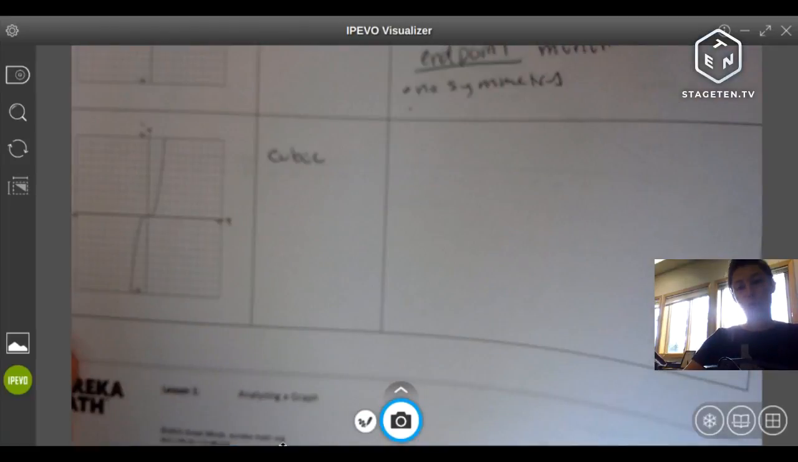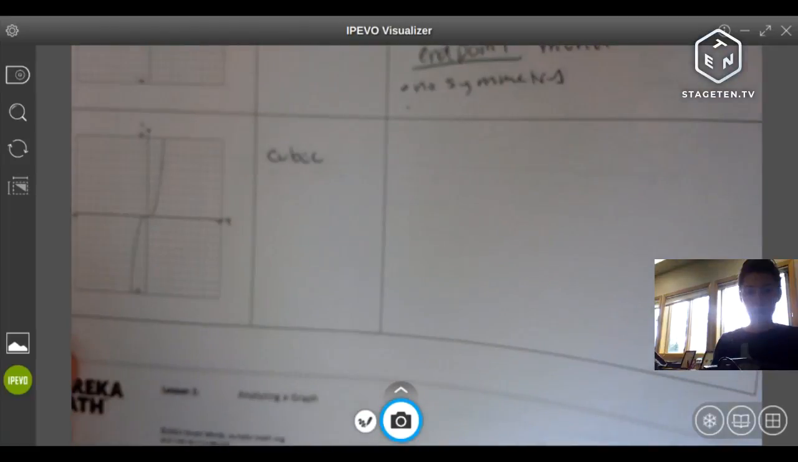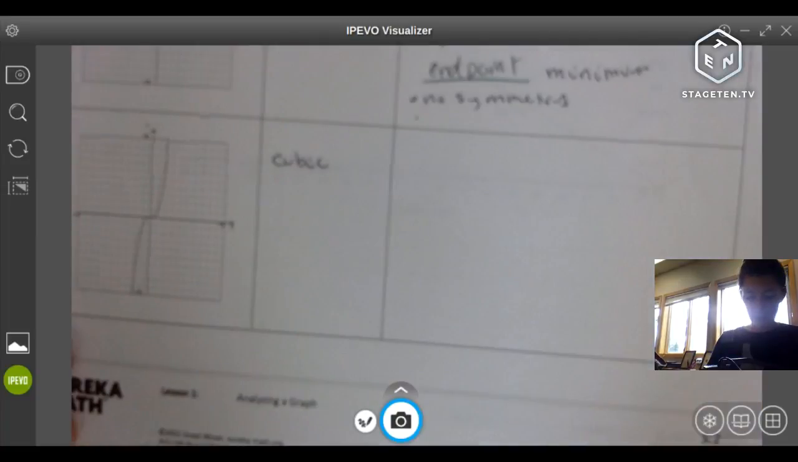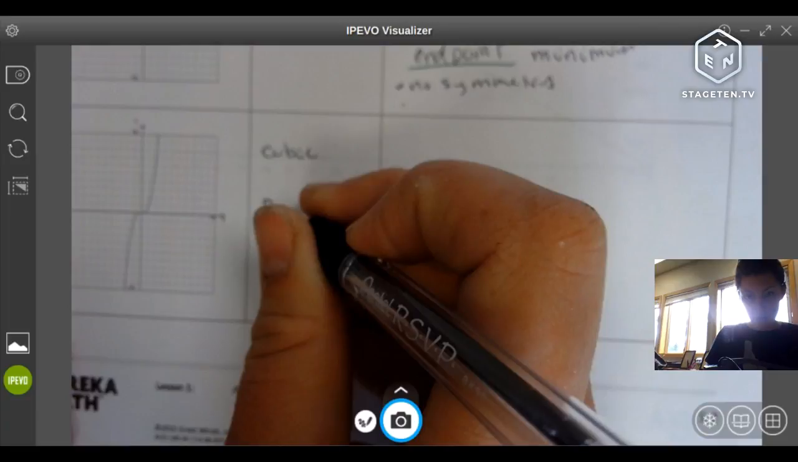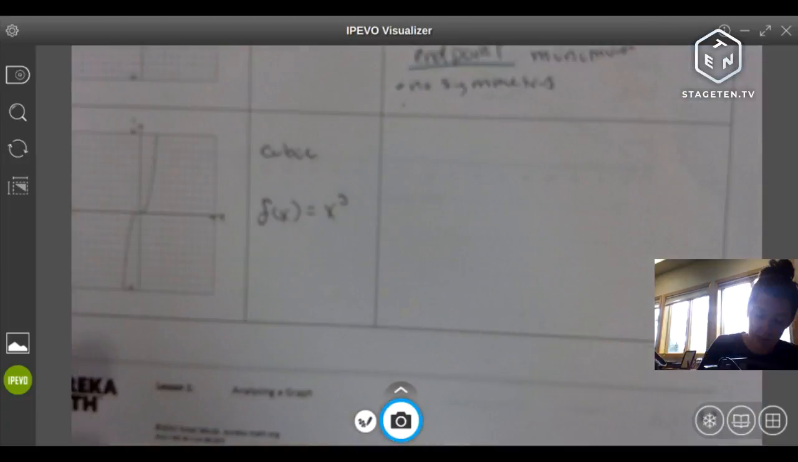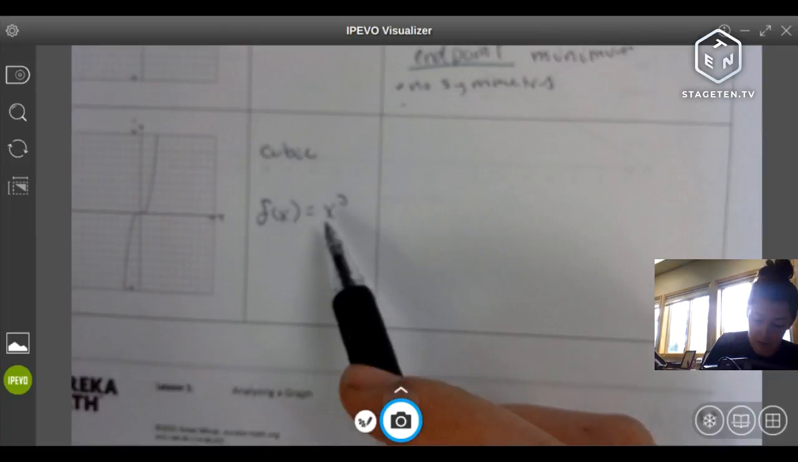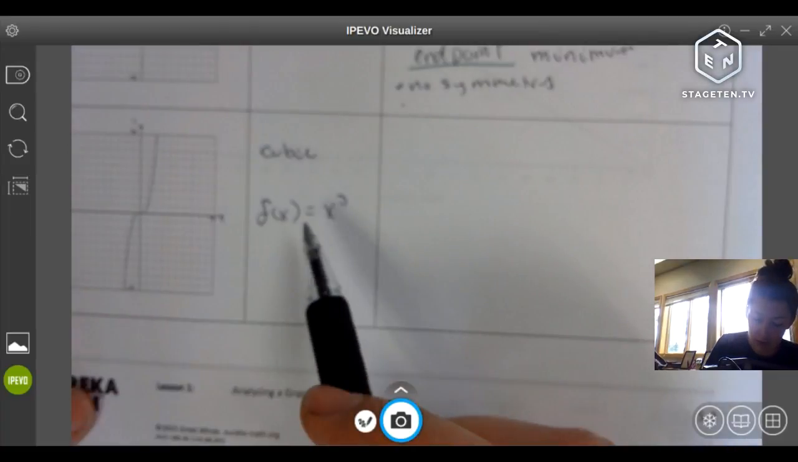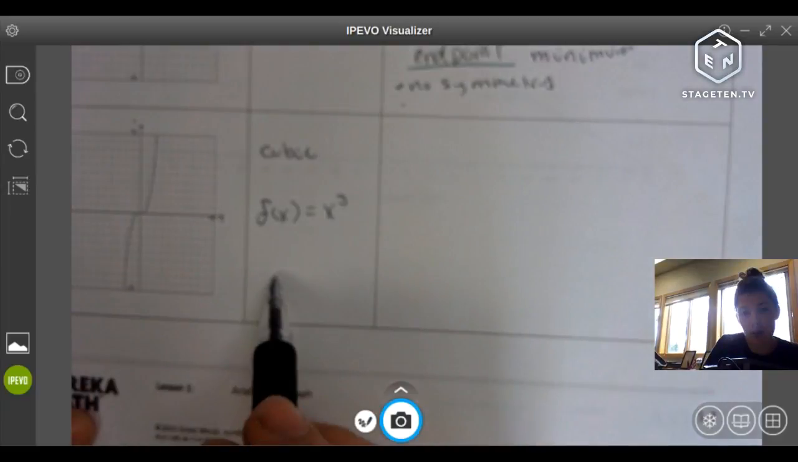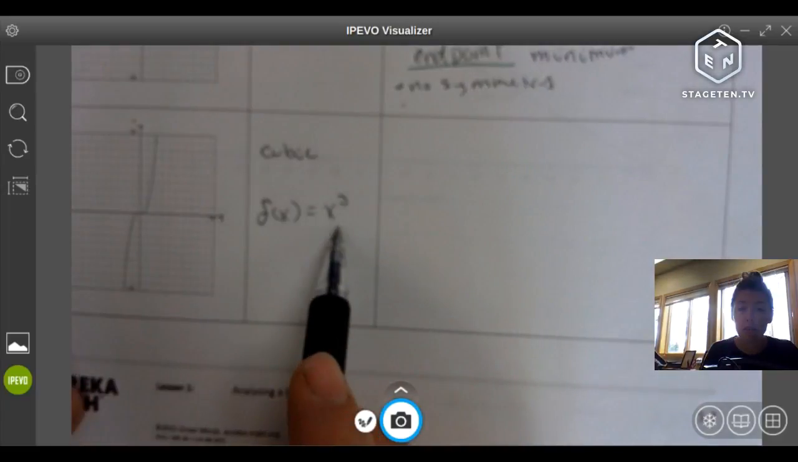Cubic. So you can think about that. What do you think a cubic function means? It'll probably have something to do with a cube. And if you're thinking like a cube, like a square, it does have something to do with that. But we're just going to talk about the third power right now.